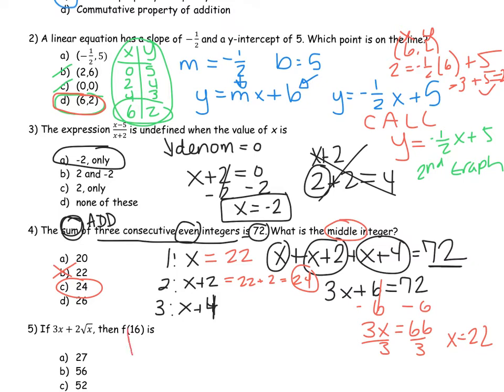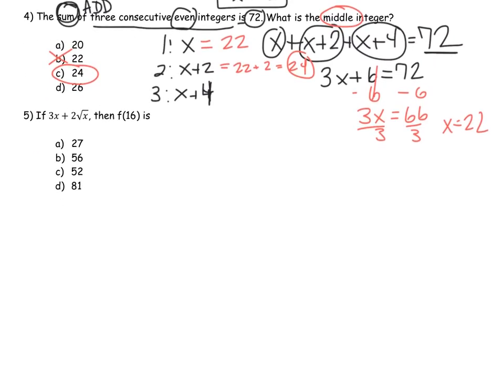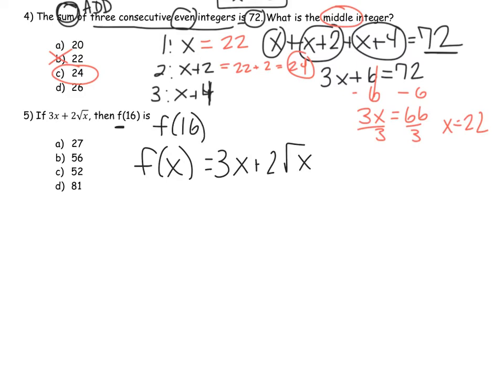Next up. Oh, that didn't go to plan. All right, this is an issue here because this is confusing. This is what it should have said: f of x equals 3x plus 2 radical x. Because when it says f of 16, you're probably like, f, where's f? There's no f here at all. It should have said this, so forgive me.